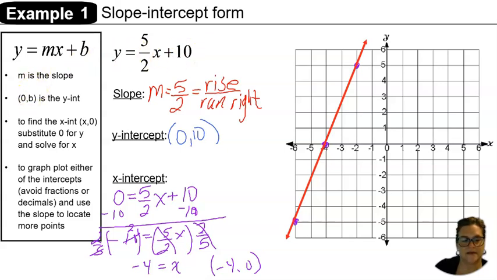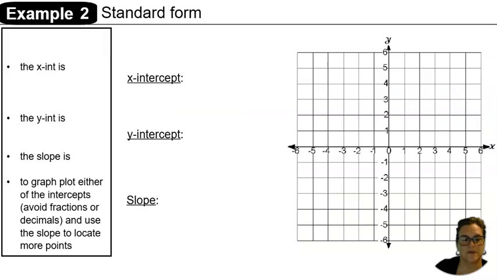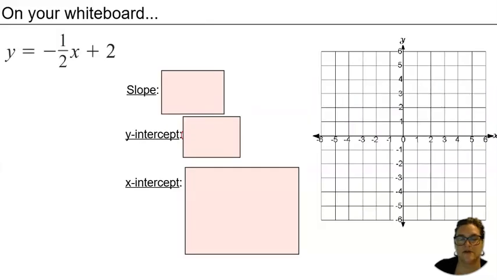So on the next page, you're going to pause the video and try graphing y = -1/2 x + 2 on your dry erase board or on some scratch paper, first identifying the slope, then the y-intercept, the x-intercept, and then use those 3 characteristics of this function to graph the line. You can resume the video when you're ready to go over it.